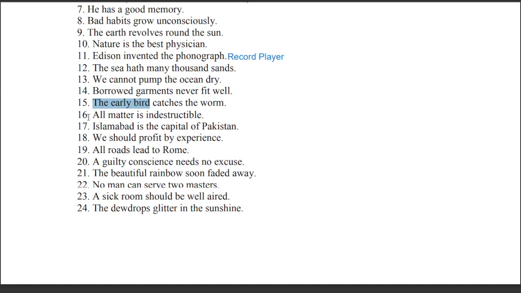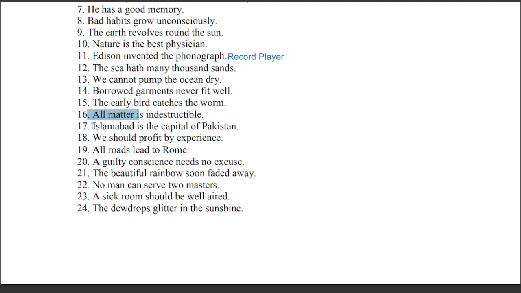All matter is indestructible. First a thing has been named: all matter. Then something has been said about all matter: is indestructible. So is indestructible is the predicate. All matter is the subject.